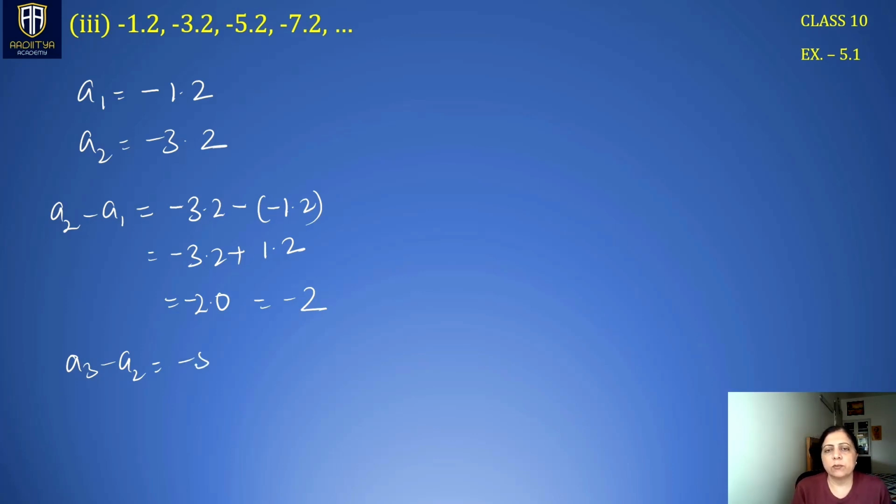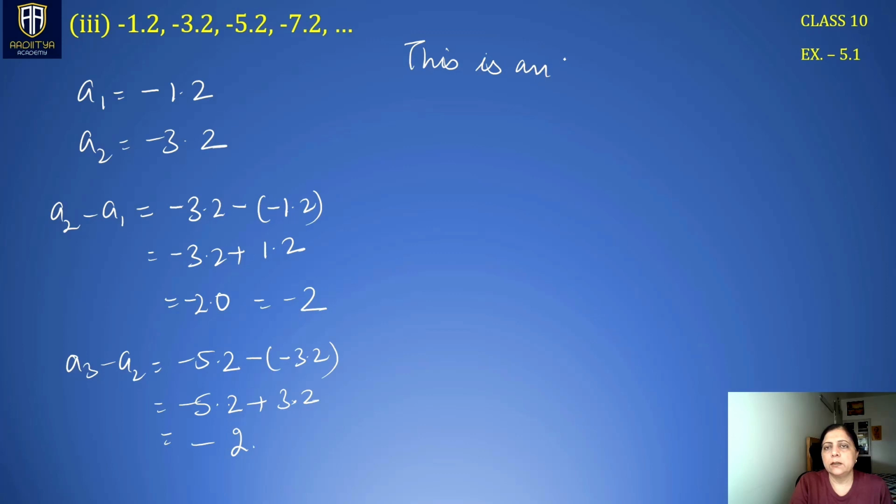In the next pair, it is A3 minus A2, which is minus 5.2 minus 3.2. So this is minus 5.2 plus 3.2, right? So this is the difference, 1 is positive, 1 is negative, again minus 2. So yes, the difference between the consecutive terms is same. So this is an AP.